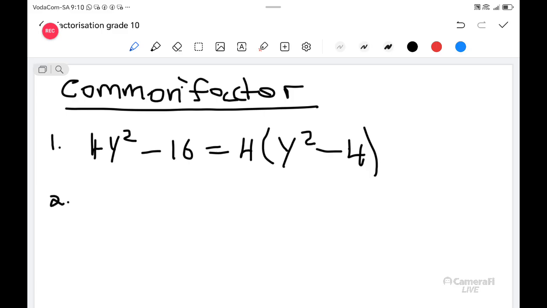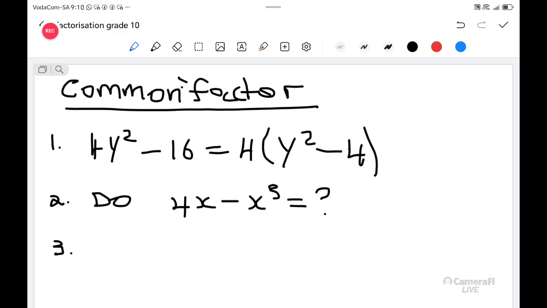Number 2, please do this one. Factorize 4x minus x cube. This is for you, using the knowledge you learned.